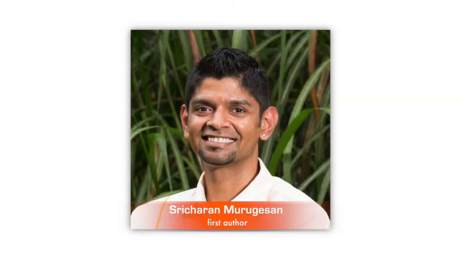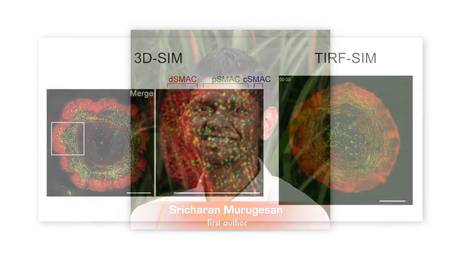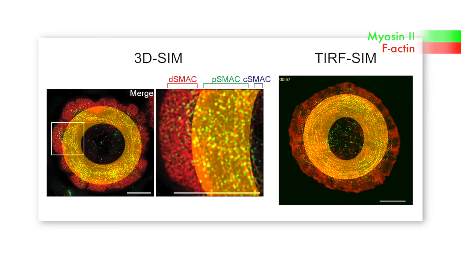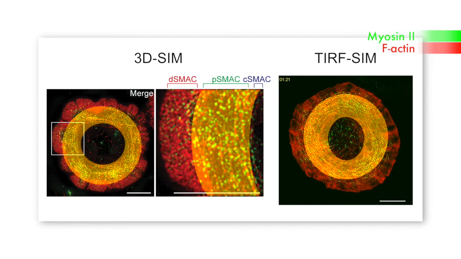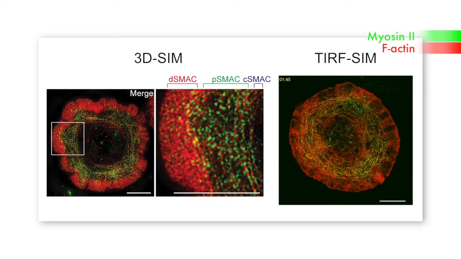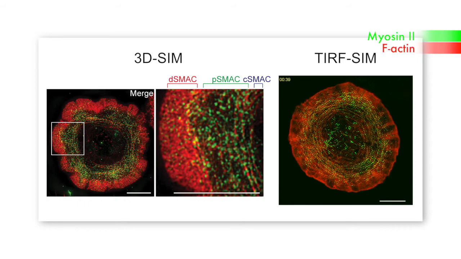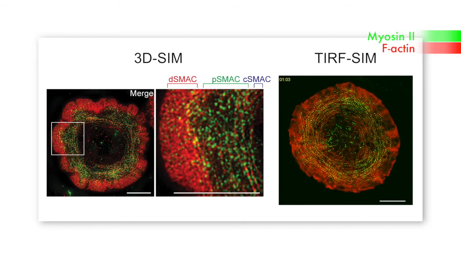To get a better look at the formation and organization of the arcs, Hammer and colleagues, led by postdoc Srish Murugesan, teamed up with Eric Betzig's group at HHMI's Janelia Research Campus to visualize the immunological synapse using superresolution microscopy. Using 3D SIM and TURF SIM, the researchers confirmed that the PSMAC region contains concentric actin arcs that are decorated with bipolar myosin II filaments, forming a contractile network that moves inwards towards the center of the synapse.